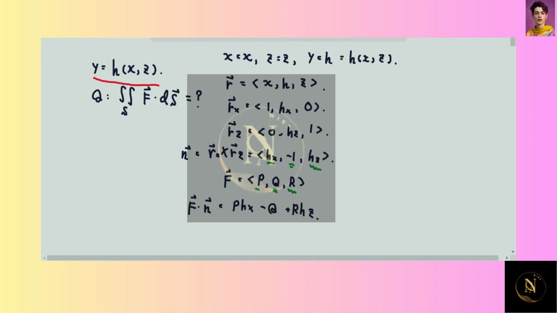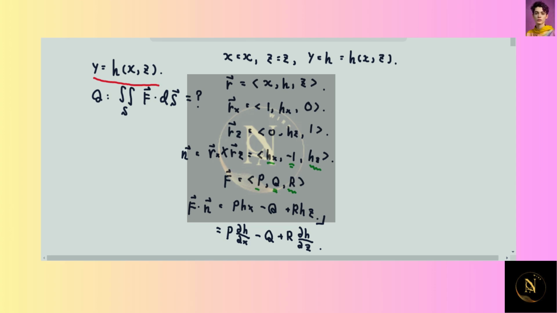And if we use the proper notation of partial derivatives, we can rewrite it as P dh/dx minus Q plus R dh/dz. It's just the same thing as before, but if you want to be fancy about it, you can write it in the other notation.